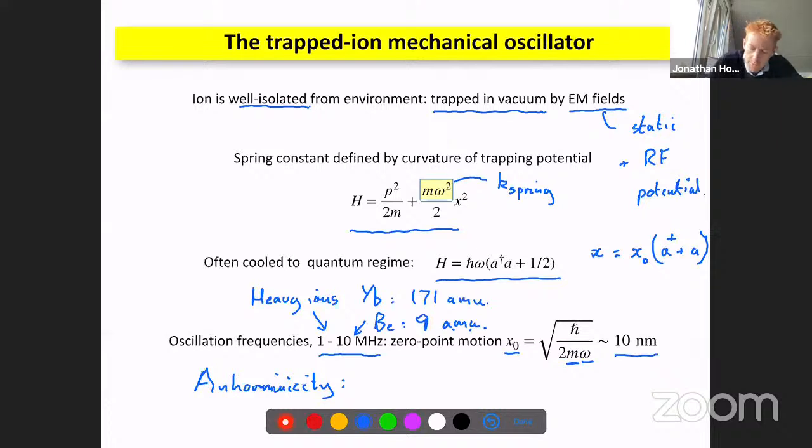But in an ion trap, the relevant scale is somehow given by the size of the trap. And the very smallest traps that people are using are of order 10 microns or so. I would say more like 50 microns. Let's call it 100 just for the sake of argument. Okay, and you can see that that 100 microns is much, much smaller than the 10 nanometers.